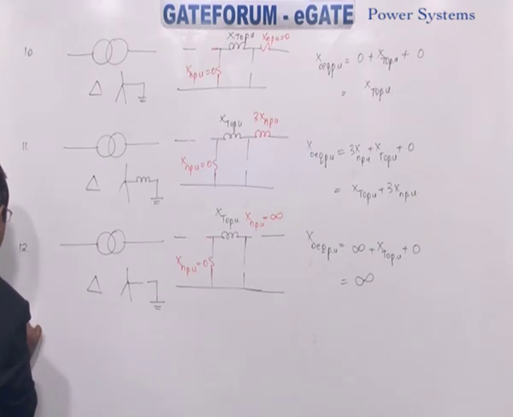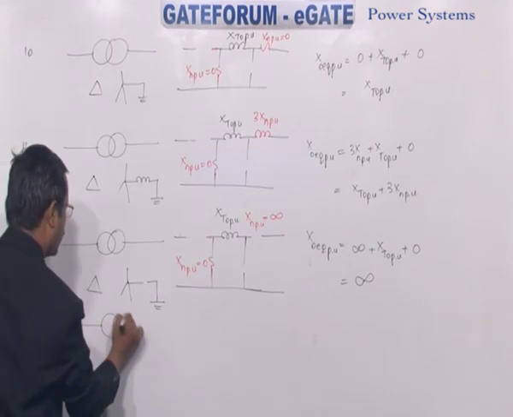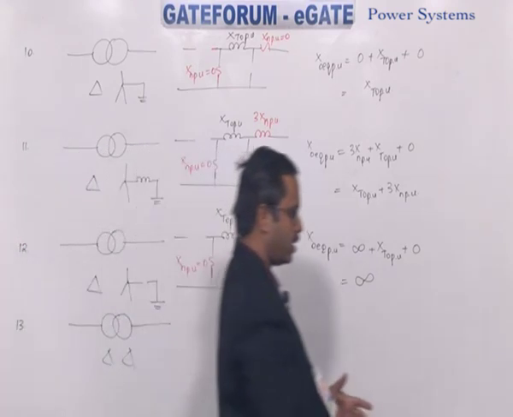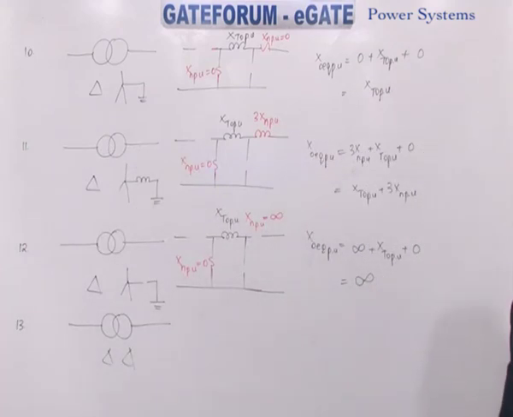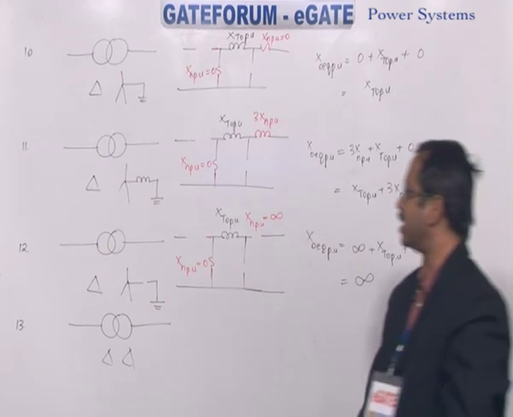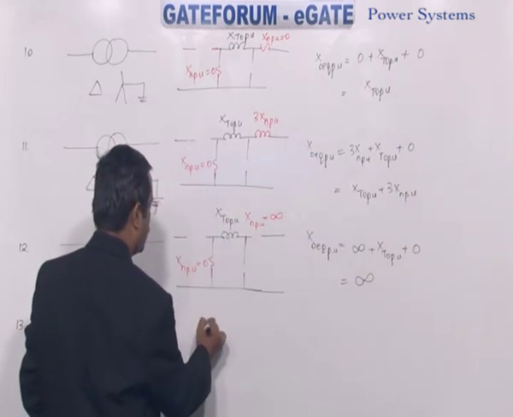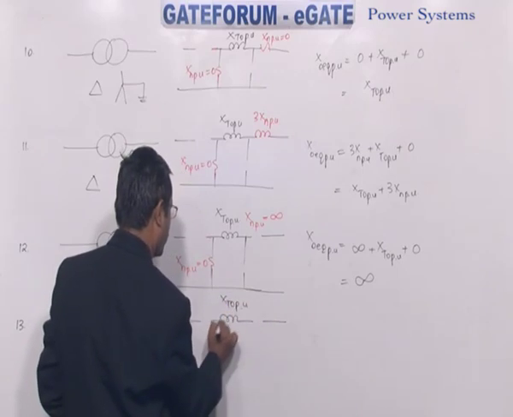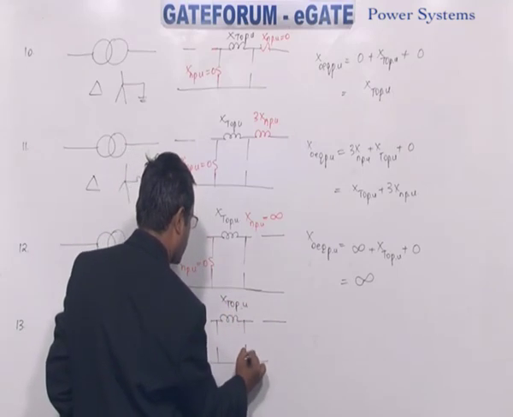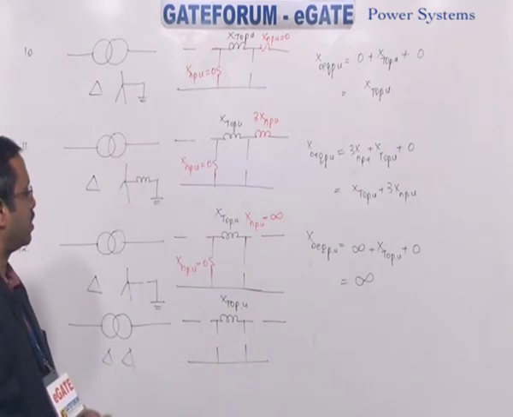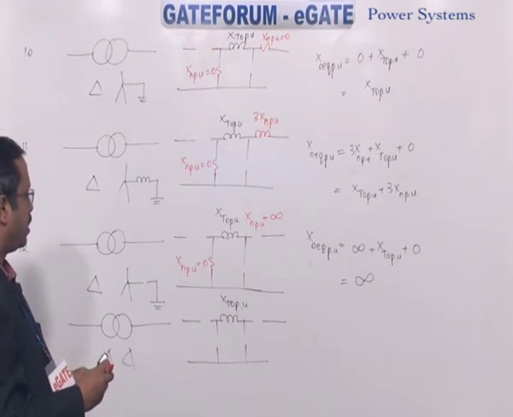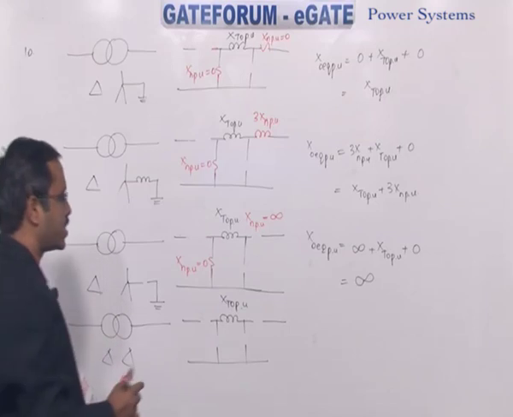Now we have the last 13th configuration where you represent both windings in delta. So when both windings are connected in delta, how to analyze now? By default you represent the configuration XT naught per unit, shunt switch, here also shunt switch. So how to analyze now? Delta means close the shunt switch.